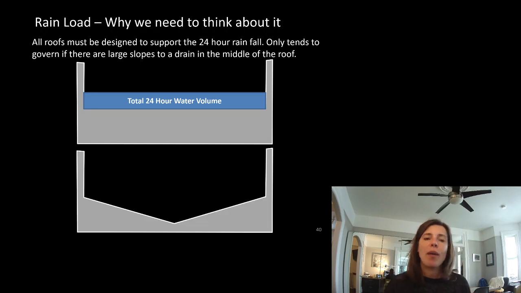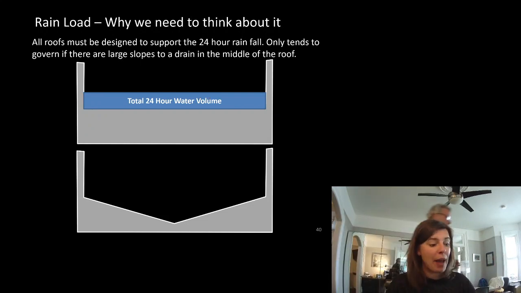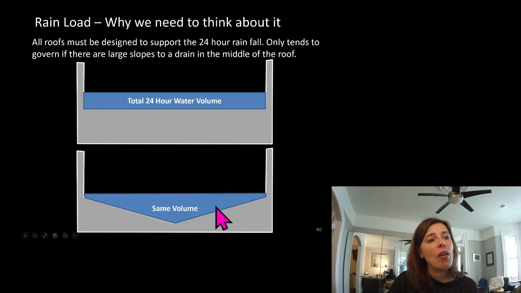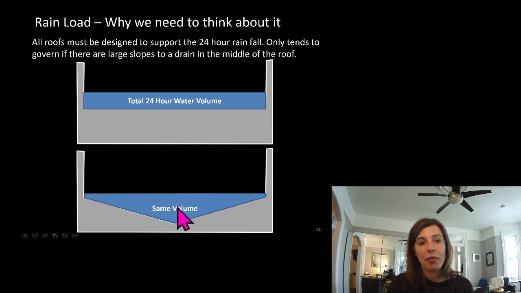Now I've dramatized this slope, but if our drain is here, this same volume of rain falls over that projected area no matter what. But see here, the total volume is the same, but the depth of the water at this low point is much deeper, meaning right here, we have a much higher load. So locally, with steep slopes, we could see regions of roof that are going to be governed by rainfall.